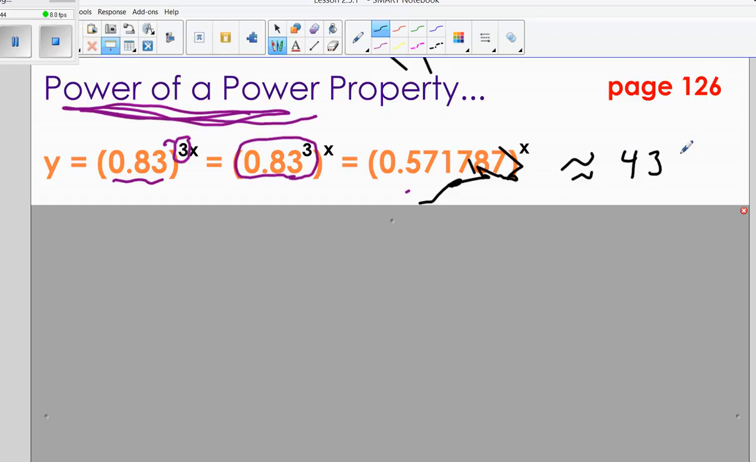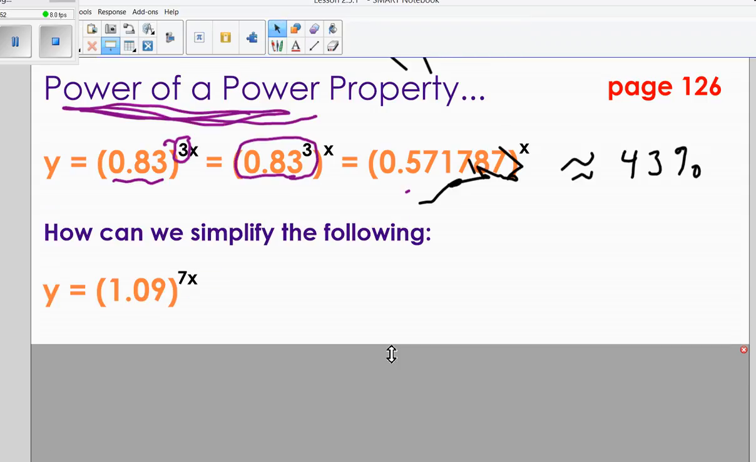Approximately 43%. Now, many of you are probably saying, Mr. Qualman, your handwriting was awful in class. It is going to get worse, so stay with me here. What I want you to do is try to simplify this. So write this down, pause the video, and simplify it to see what the new b value is.